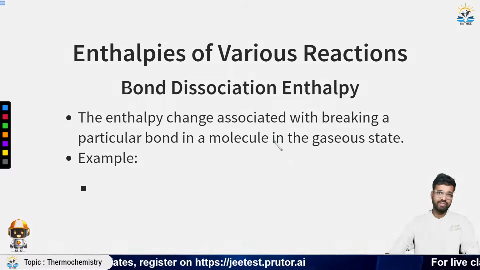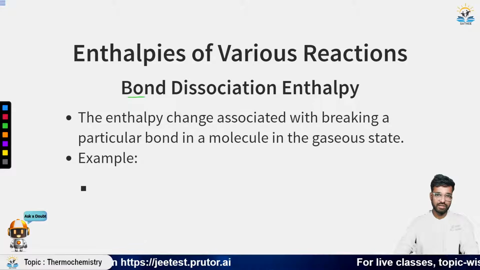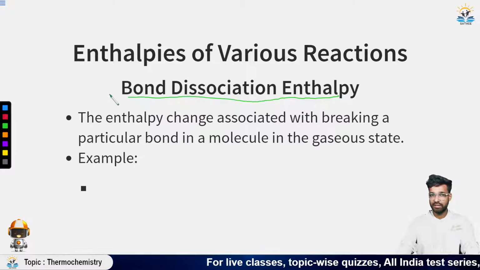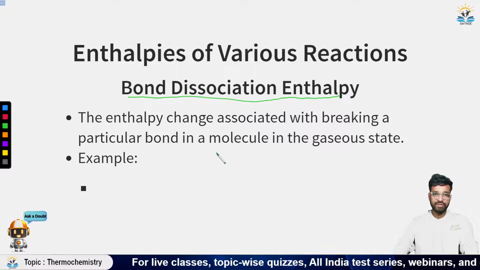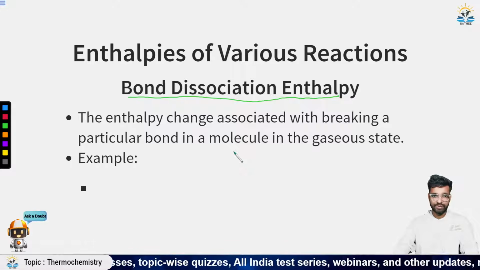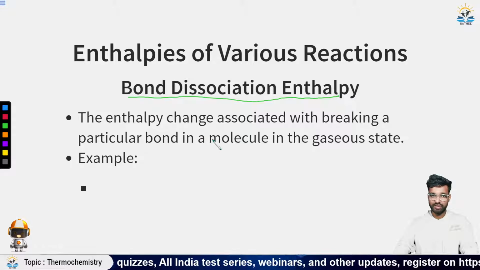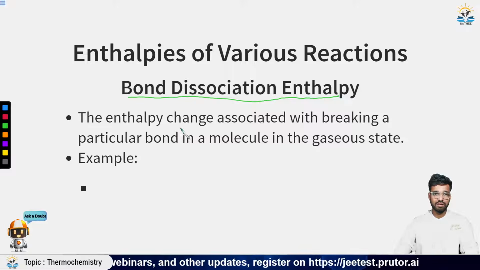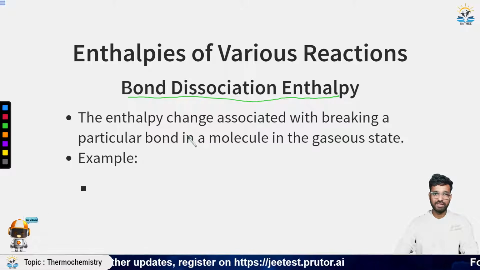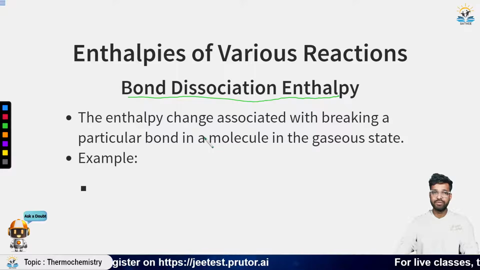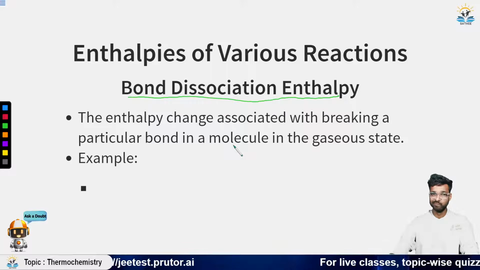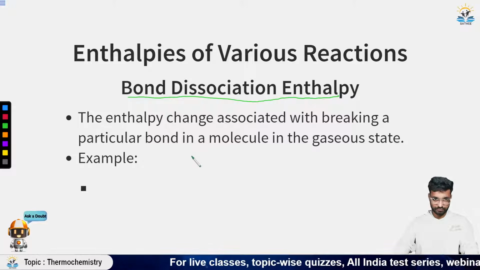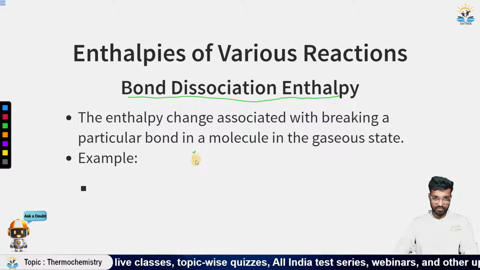The first one we have here is the bond dissociation enthalpy. The important thing while reading these enthalpies is that you must know the definition very well, because every statement and every word is very important here. So what is bond enthalpy? Bond dissociation enthalpy is the enthalpy change associated with the breaking of a particular bond, and it is calculated for 1 mole. This important point should be mentioned here.